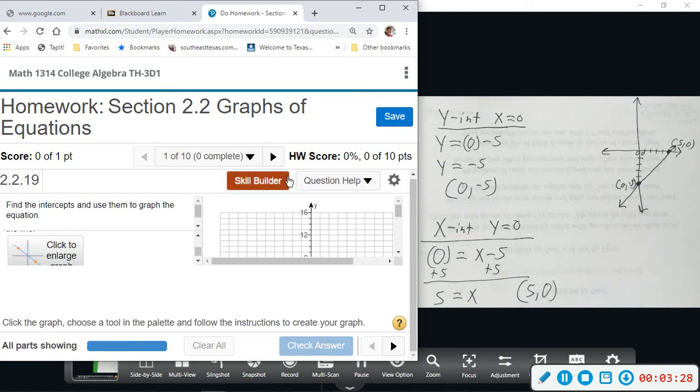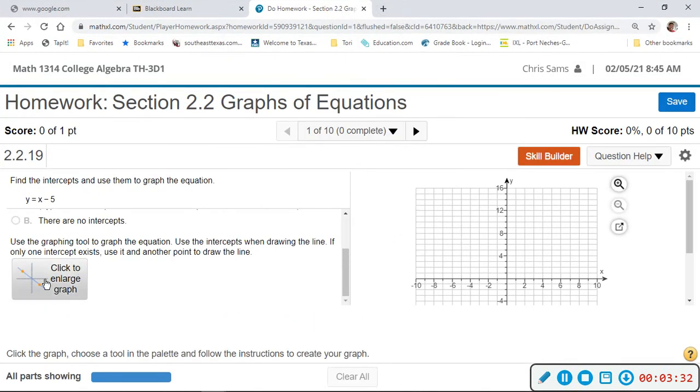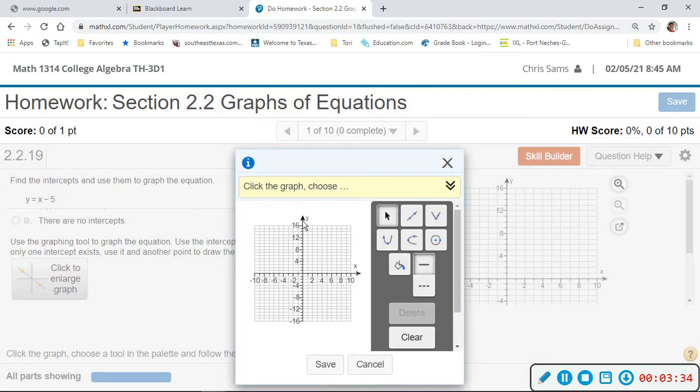Now we want to graph, and I can't do it on the half screen, so we're going to enlarge the graph. We need to tell it which type of equation we're dealing with. This is a linear function. From there you will just plot those 2 points. You see it's telling you the ordered pair up there, so you know if you're in the correct spot. I'm looking for 0, negative 5 right there, and I'm going to save it.